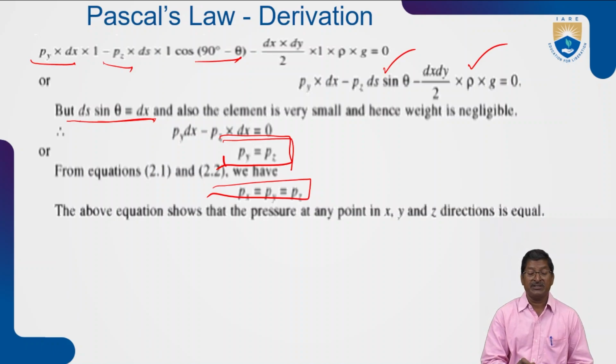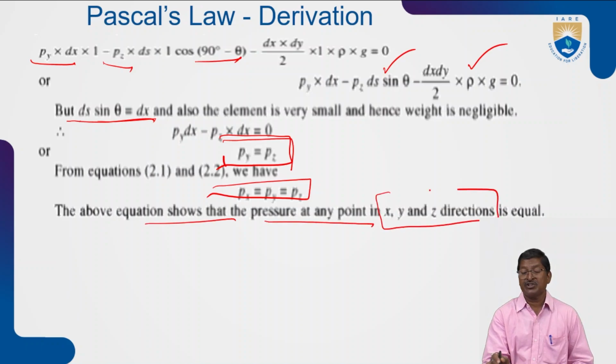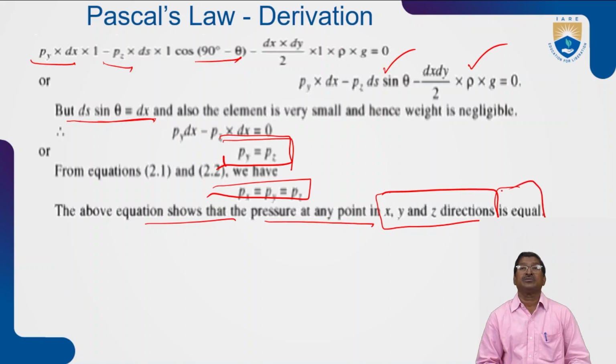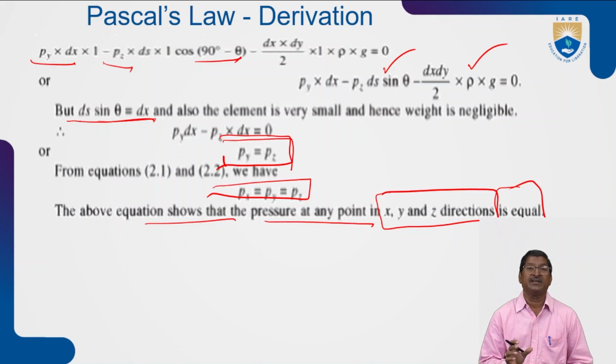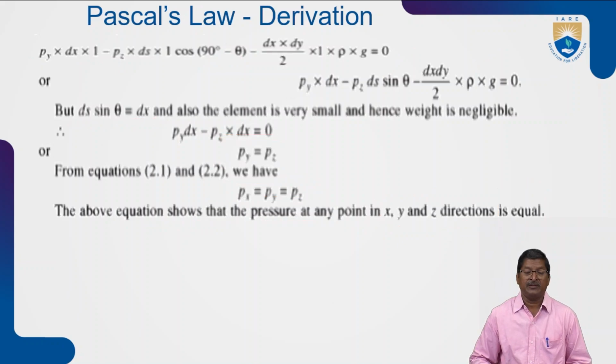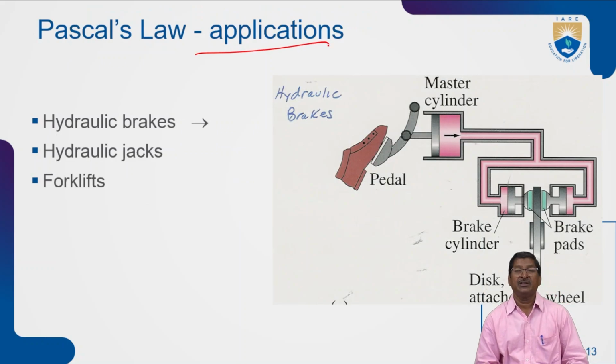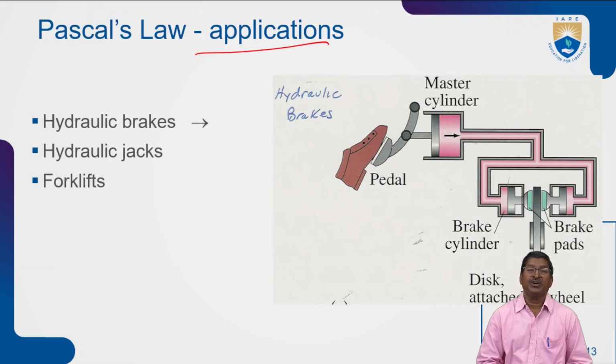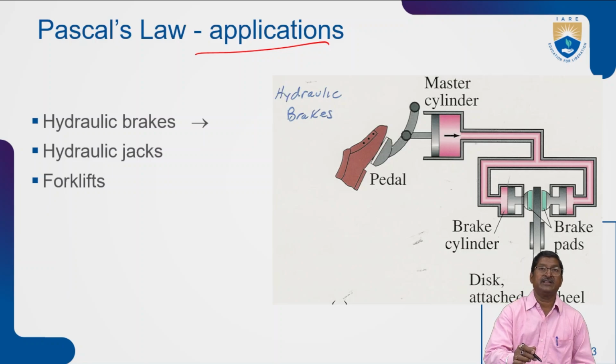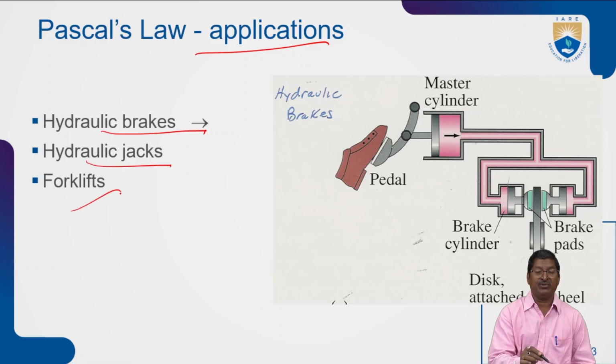Okay. Now what is the meaning of this? The above equation shows that pressure at any point in x, y, z directions is equal. So whether it is the x direction or y direction or z direction, the pressure is the same. So this is the Pascal's law derivation. If you see the applications, we have derived that in all the directions pressure is same, but where will you apply it? You can see the examples here: hydraulic brakes, hydraulic jacks, forklifts, like that.